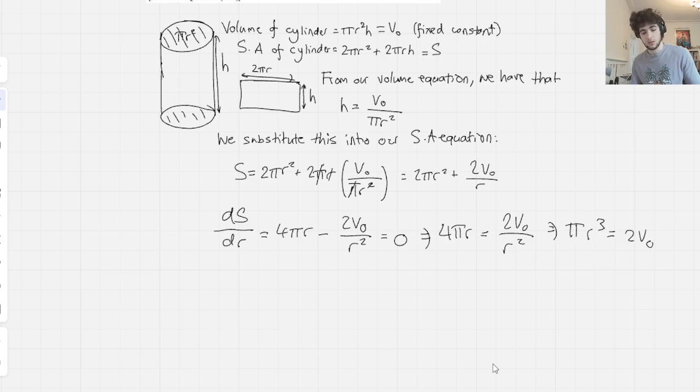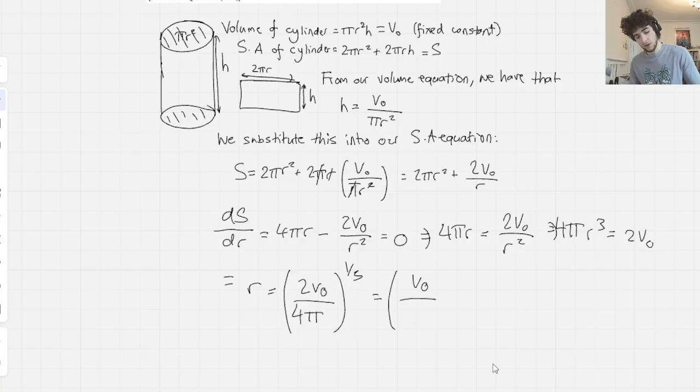So it's not the nicest answer, but it is the answer that we're going to have to work with. Whenever you write the cube root of something, you can also write that something to the power of a third, because x to the power of a third is equivalent to the cube root of x. So we can say, therefore, that r is equal to 2V naught divided by 4 pi, to the power of a third. And that effectively just gives us V naught divided by 2 pi, to the power of a third. And this is our value of r that minimizes our surface area.